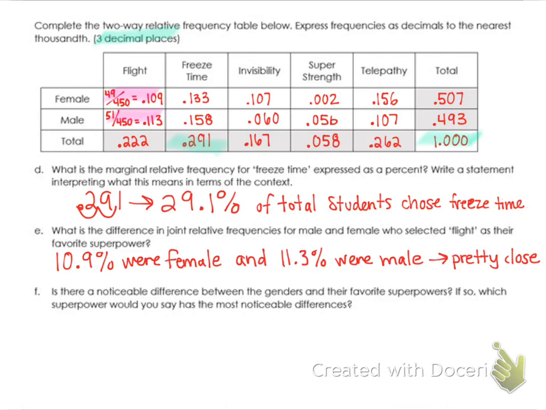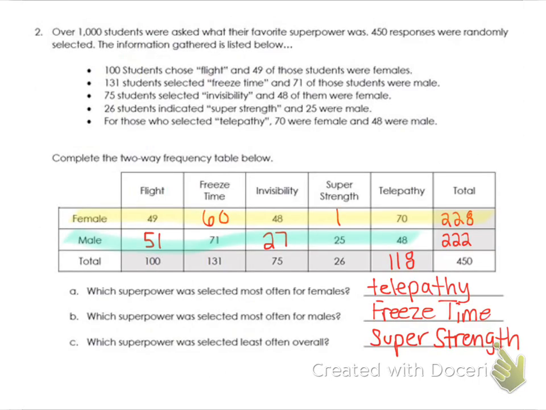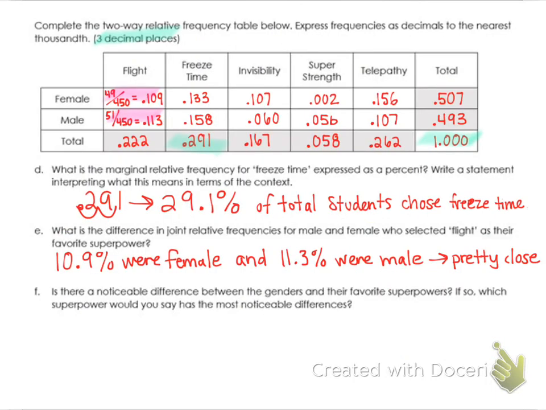So for F, it says, is there a noticeable difference for any of the genders and their favorite superpowers? If so, which one? And which would you say is the most noticeable difference? So the one that stands out to me the most is probably the super strength, because if you look at the super strength numbers from the previous slide, I'm going to go back a sec, you look and see that only 1 female chose super strength and 25 males chose super strength, so that to me is the most obvious choice. But if you look at invisibility, super strength, and telepathy, all of them are pretty significantly different numbers. They're all about 5% different from each other, so I would actually argue any of those things, but super strength is probably the one that stands out the most.